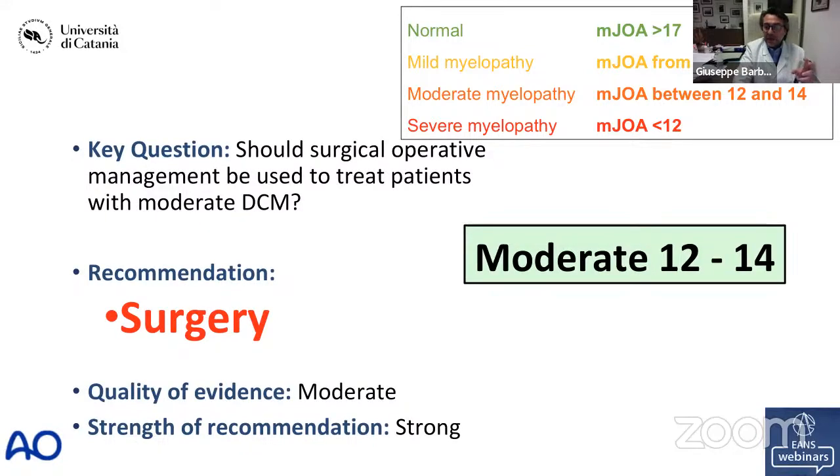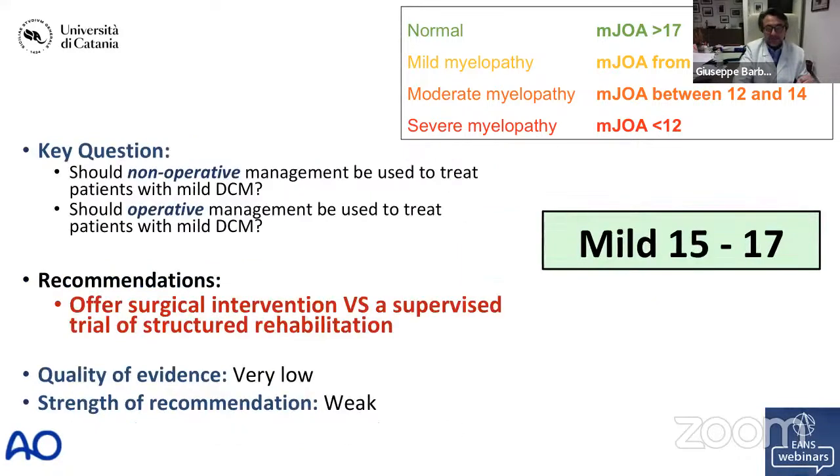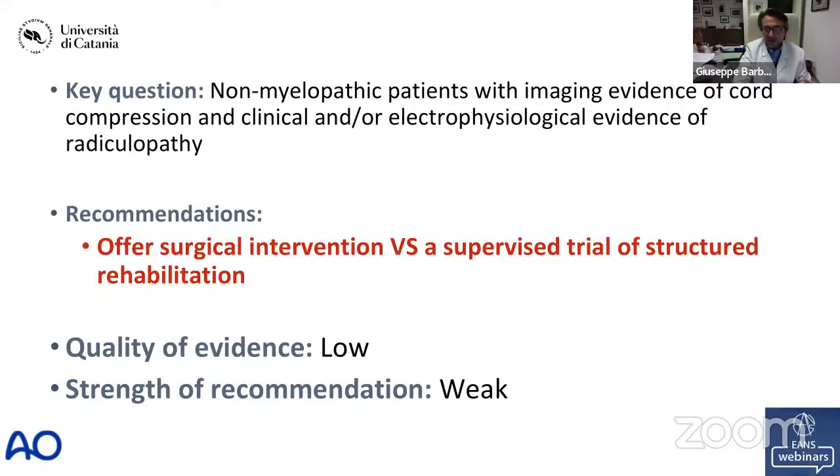If we are dealing with a patient who has moderate degenerative cervical myelopathy, once again, what comes up from that study is that surgery should be recommended. Things tend to change when we are dealing with patients with mild myelopathy, because in these cases we can opt either for surgical intervention, or we might select patients for a supervised trial of structured rehabilitation. So here we are moving into an area where we have to be careful when we counsel our patients and advise them on what they should be doing.